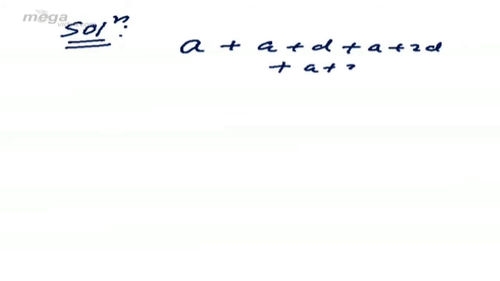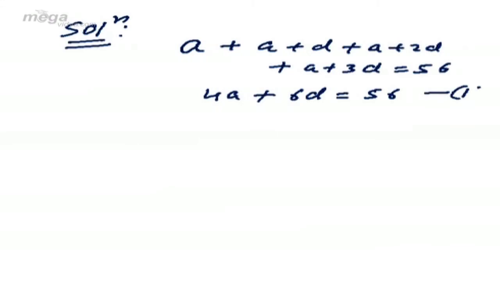According to the question, the sum of the first 4 terms is 56. It means, you know already, the first term is A, the second term is A plus D, the third term is A plus 2D, and the fourth term is A plus 3D. This is equal to 56. Then it becomes 4A plus 6D is equal to 56, equation 1.